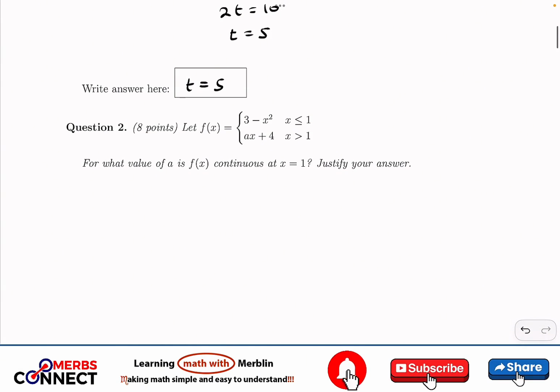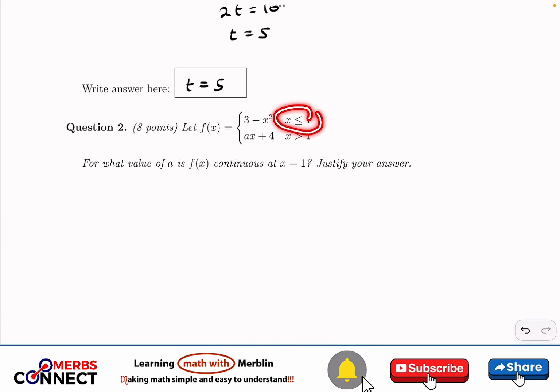Now let's look at question 2. They've given us a piecewise function, and the question is, for what value of a is the function continuous at 1? We want to find the value of a such that the function is continuous. If the function is continuous, then it means that when you plug in, the function exists, and the limit from the left and the right exists and is equal to the actual value.